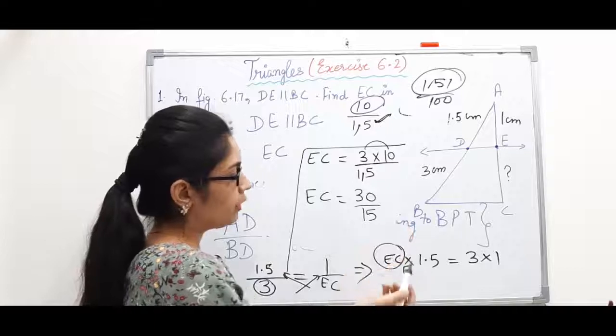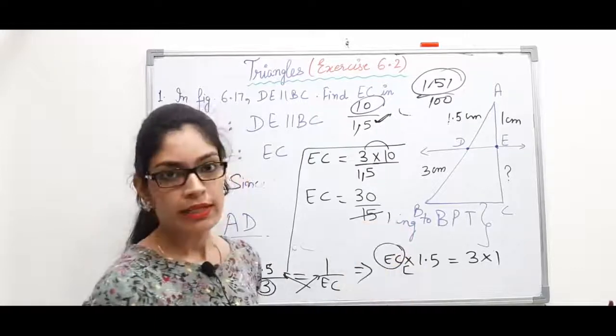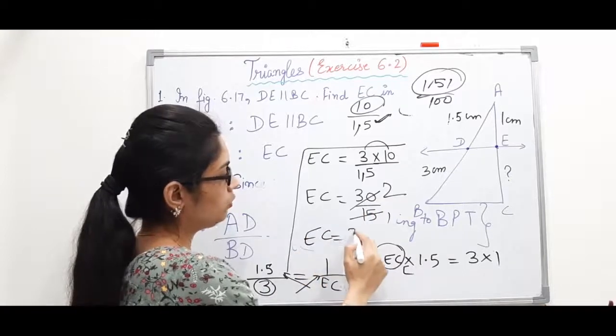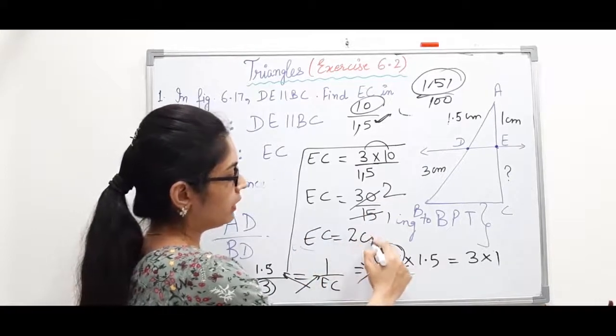Now we can do cancellation. 15 into 1 is 15 and 15 into 2 is 30. So EC will be equal to 2 centimeter.